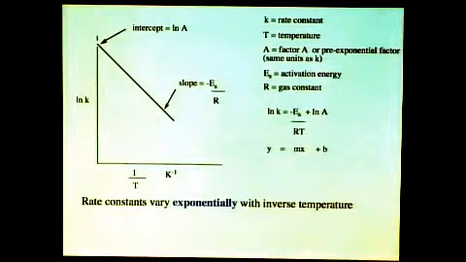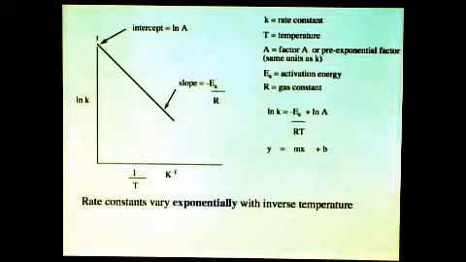So let's look at some of these terms that we have here. And here's our equation for the straight line. The natural log of k equals minus Ea over RT, plus the natural log of A. Ea is activation energy, which we're going to talk a lot about today. R is our friend, the gas constant, and T is temperature. So what is A? A is called factor A, or sometimes the pre-exponential factor, and it has the same units as k, k being the rate constant.